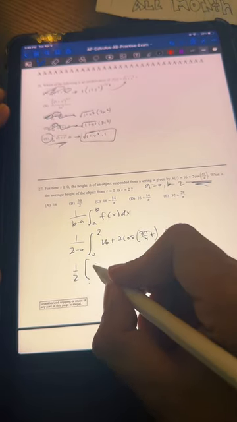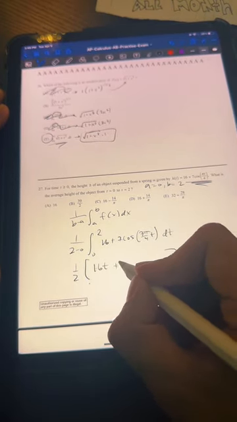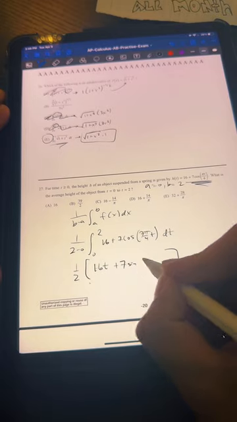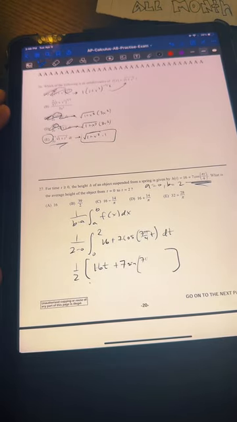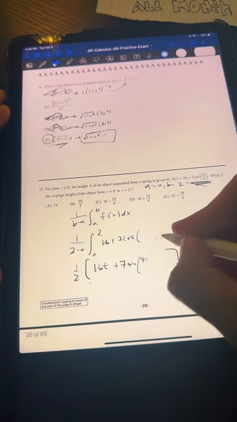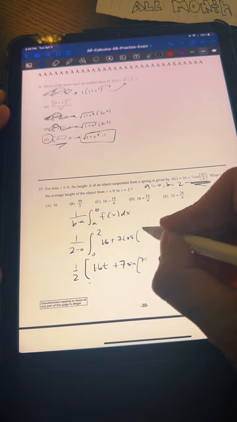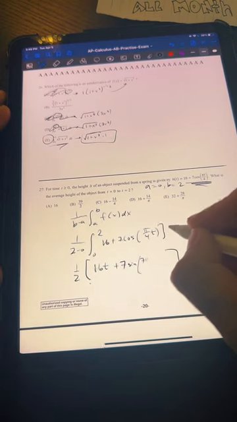If I take the integral of 16, I just get 16t plus 7 sine, whoops, there was no 7 pi. This is just pi over 4, pi over 4t.